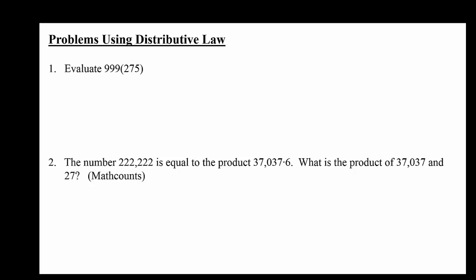So we looked at the first section, which was distributing going forward, and now distributing going backward, so now we'll just throw in some additional problems on the distributive law. The first one is we want to evaluate 999 times 275.